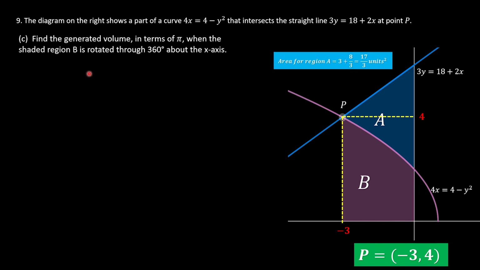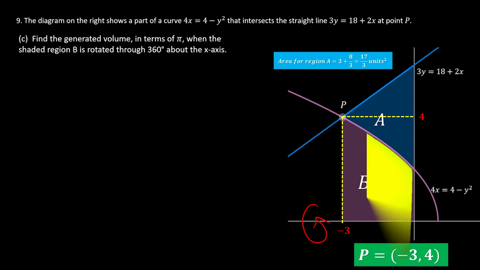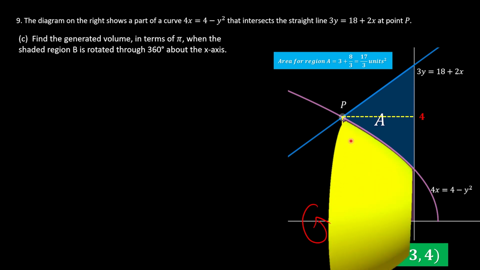Question C, they ask us to find the generated volume in terms of pi when the shaded region B is rotated 360 degrees above the x-axis. So it means that they're going to rotate the entire shaded region of B into the x-axis. It means that they're doing a 360 degree spin. When they spin, you have something like this. So we want to find the volume of this solid.